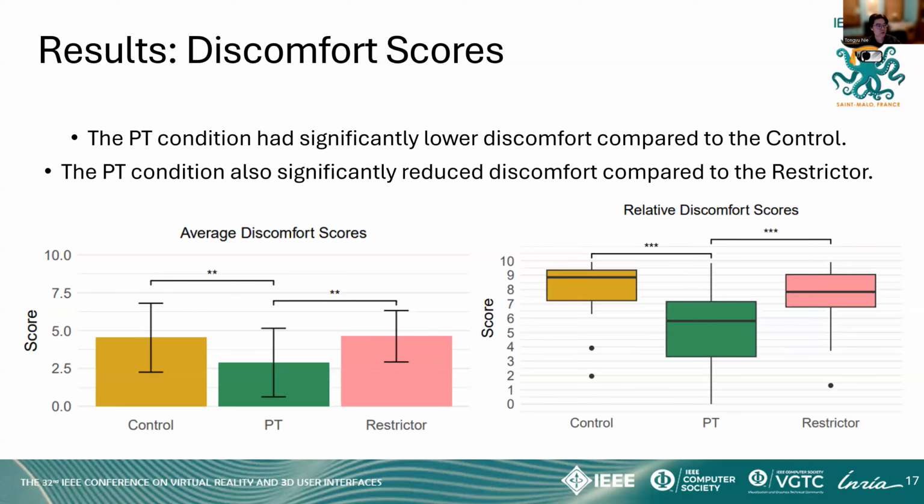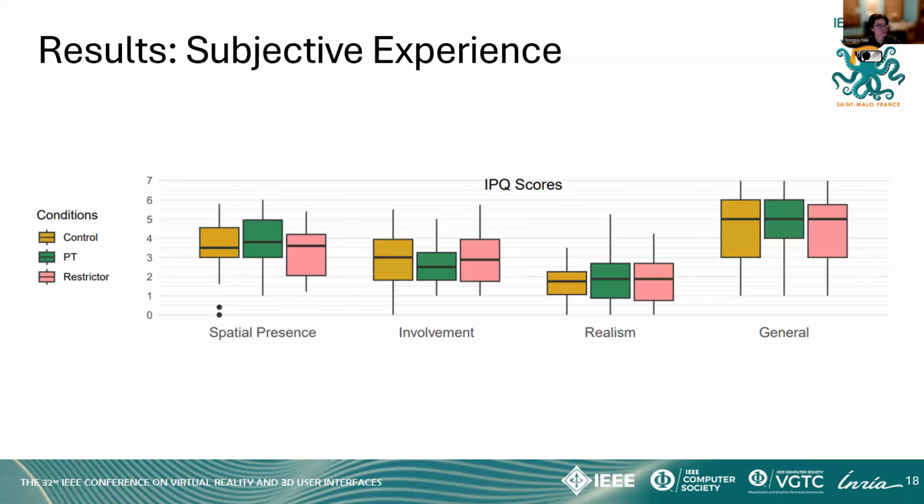Originally, we did not expect to see significant differences between the two cybersickness mitigation methods. However, participants in the peripheral teleportation condition also reported significantly lower discomfort compared to the field of view restrictor. We did not find any significant differences in visibility and the sense of presence.